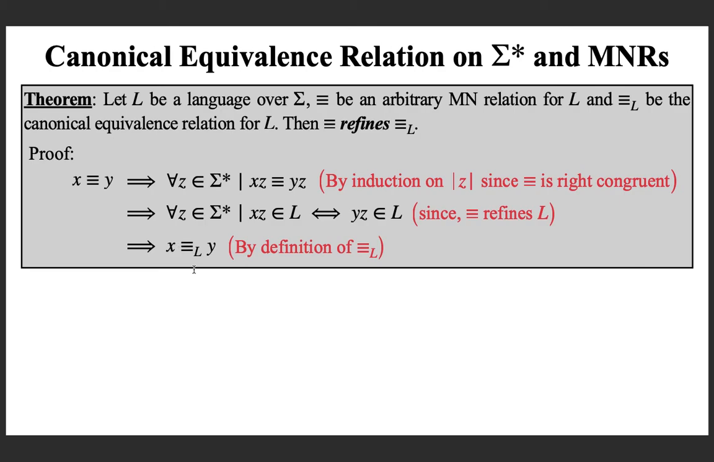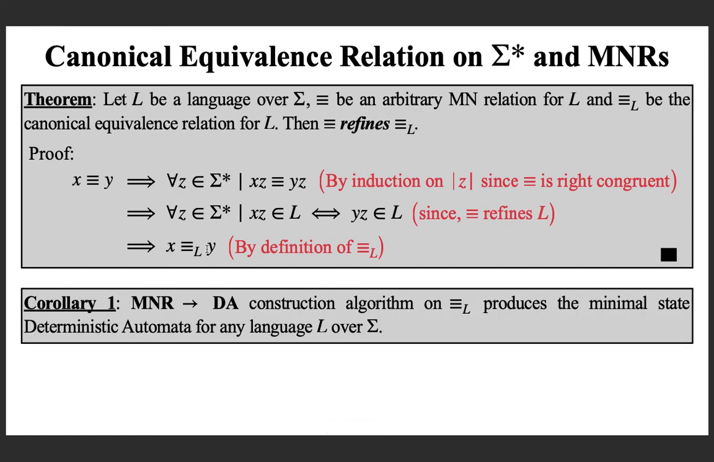So what we proved is that whenever x and y are related by an arbitrary Myhill-Nerode relation, then they must be related by the canonical relation. Now, if you recall the definition of refinement, you know that this refines this. That is, whenever two elements are related by this relation, then the same two elements are related by this relation. Okay, so this is a very important theorem.